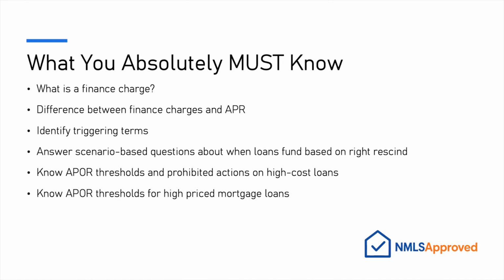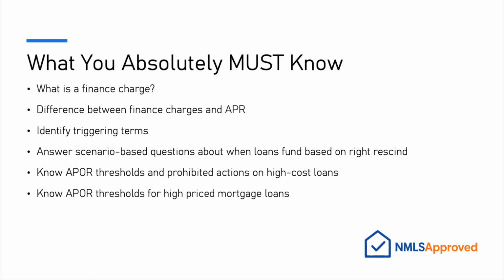So what are the most important things for you to know for this exam? I'm going to tell you, make sure you know what a finance charge is. Be able to tell me the difference between a finance charge and the APR. A finance charge is the cost of credit expressed as a dollar amount. The APR is the cost of credit expressed as a percentage. Make sure you can explain the difference between those two, and be able to identify if a charge is a finance charge. Be able to identify triggering terms and tell me what triggering terms trigger the disclosure of. Do they trigger the disclosure of the APR, the interest rate? If you use a triggering term, it triggers the disclosure of the APR. Make sure you know that.